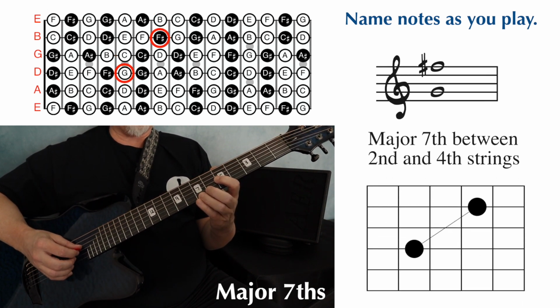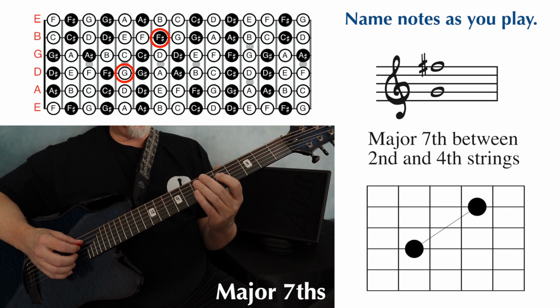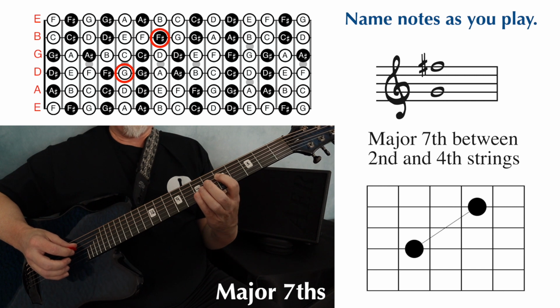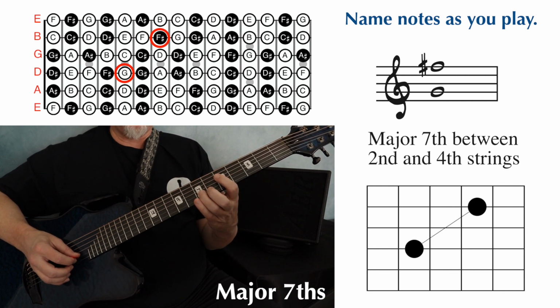Major seventh between strings 2 and 4 is also 2 frets away. So here's a G. Major seventh above a G is an F sharp. 2 frets away.